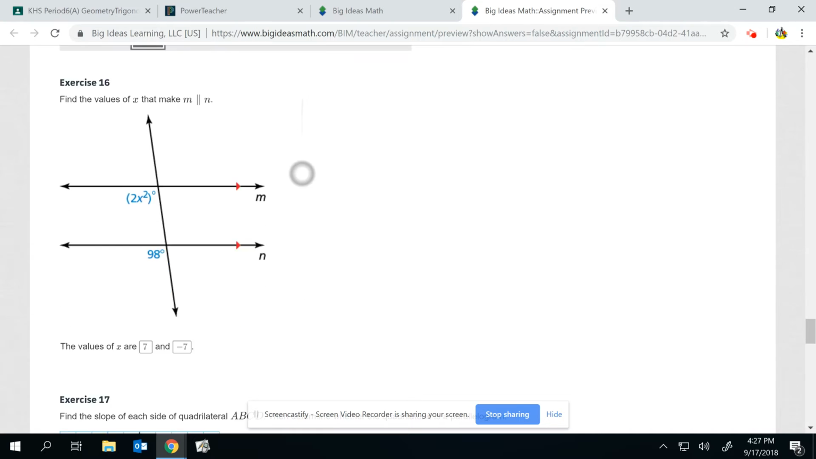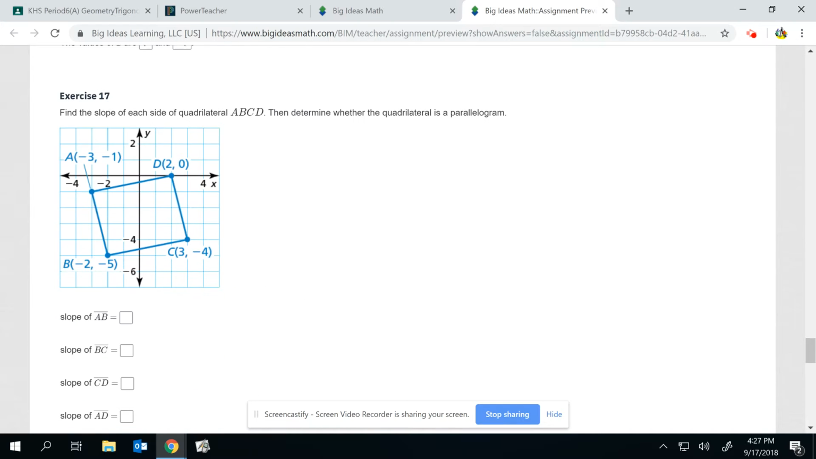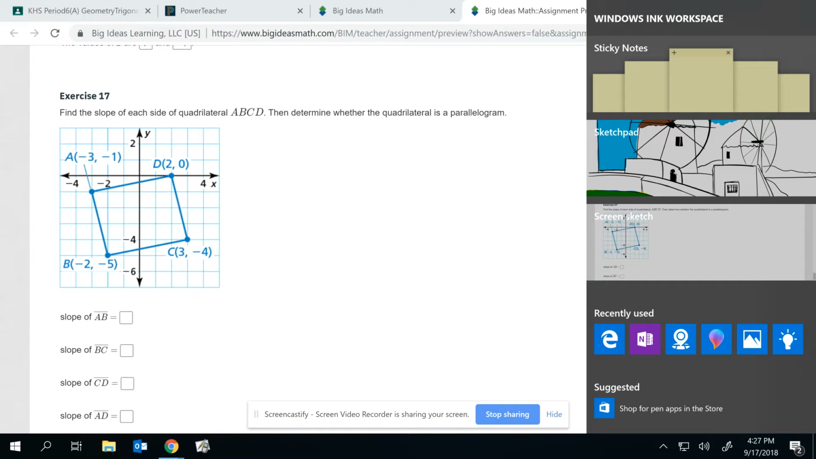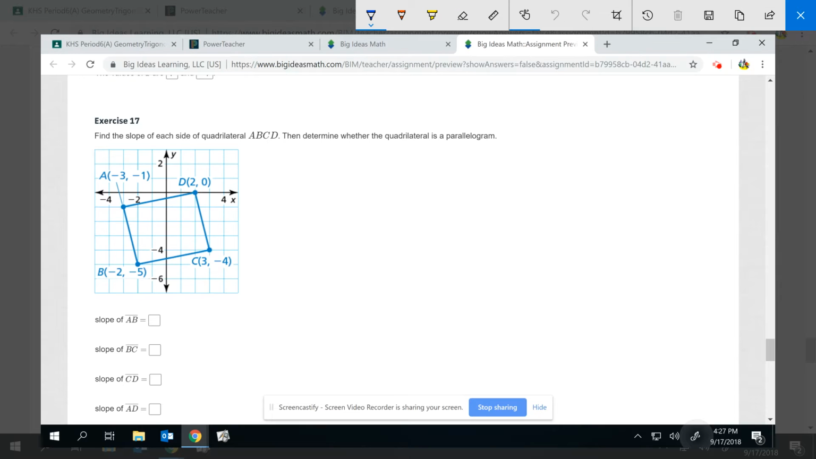Okay, 16 we just did. 17. Find the slope of each side of the quadrilateral, then determine if it is a parallelogram. Well, parallelogram is exactly what it sounds like, parallel sides. So let's see, we're going to go up. From this point, we go up 1 and over 1, 2, 3, 4, 5. So up 1 over 5.